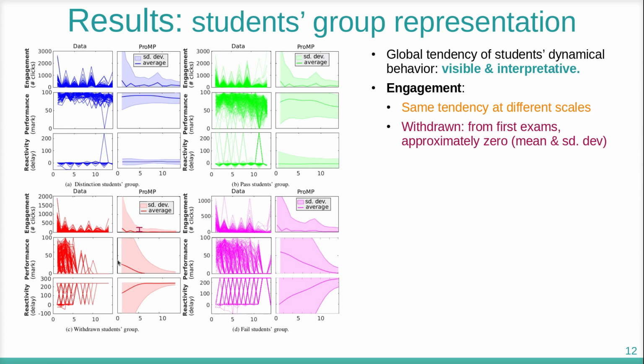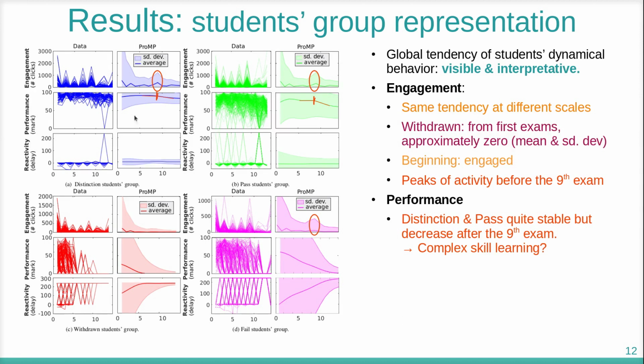About the withdrawn group, we can see that from the first exams, the mean and the standard deviation of the engagement are near 0. But at the beginning, we can see that all student groups were engaged. And before the 90th exam, we can see a peak of activity for each group except the withdrawn one.